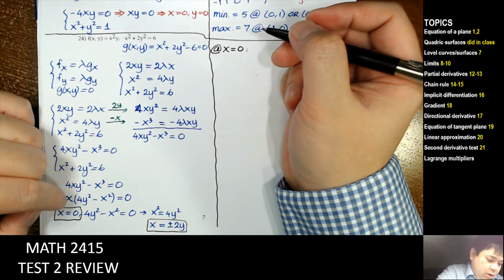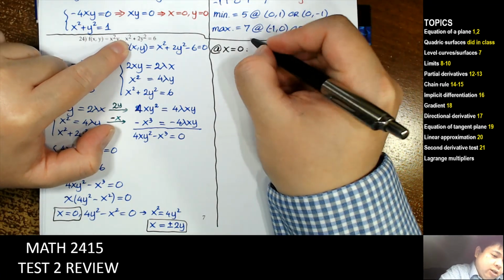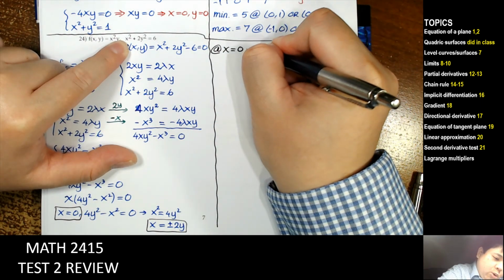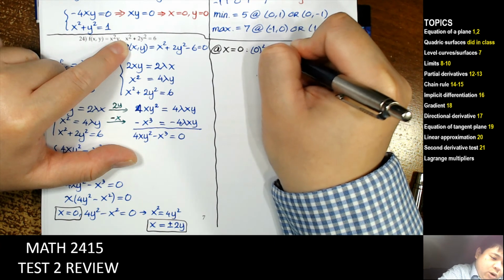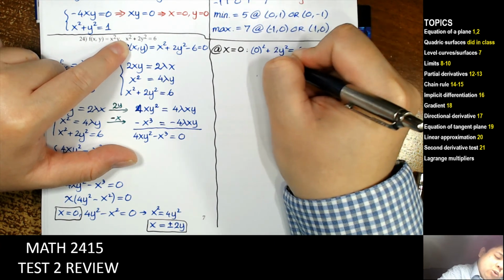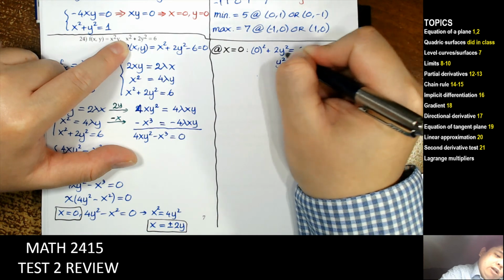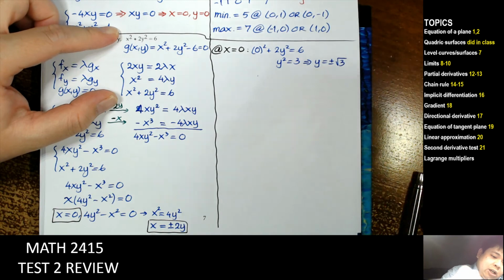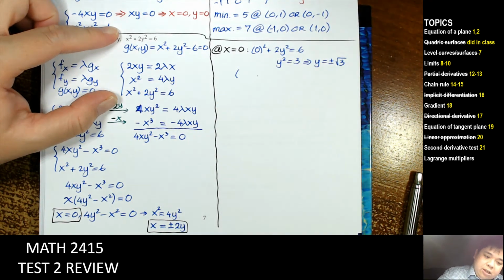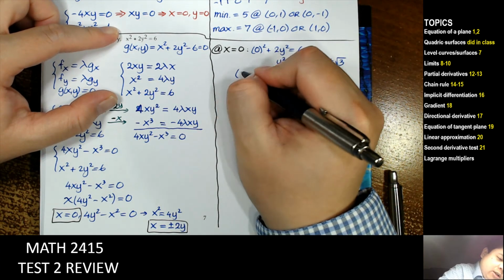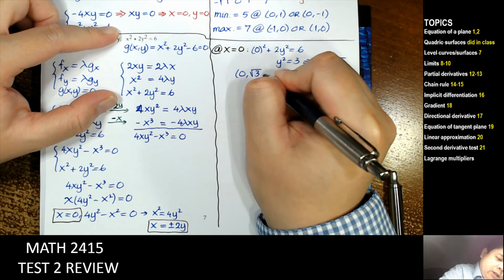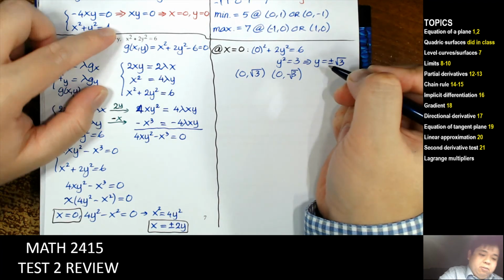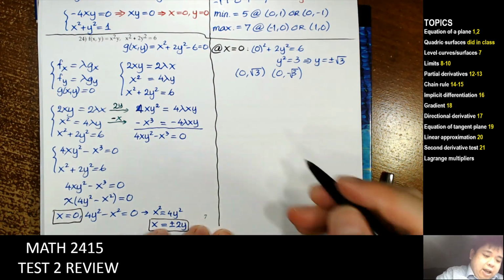If x equal to 0, I'm going to put in that equation 0 squared plus 2y squared equal to 6. So y squared is equal to 3. Y is equal to plus or minus square root of 3. So there are 2 points here: 0, square root of 3, and 0, negative square root of 3. 2 points. Okay. Now x equal to 2.